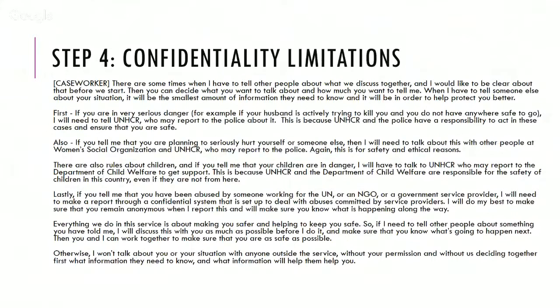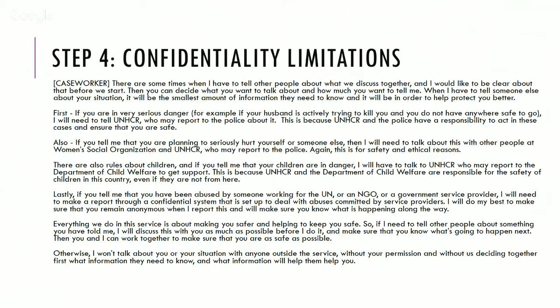Then it's critical we introduce the limitations to confidentiality. We do not want the survivor to disclose violence and then tell her afterward that we have to break her confidentiality because of mandatory reporting. Here, we preemptively let the survivor know about the limitations to confidentiality.